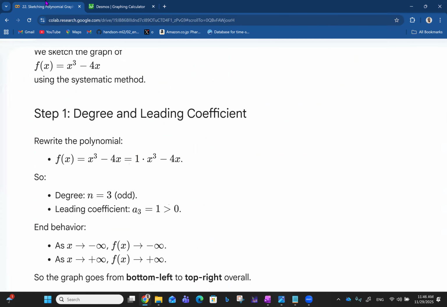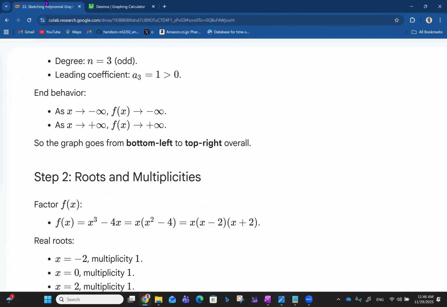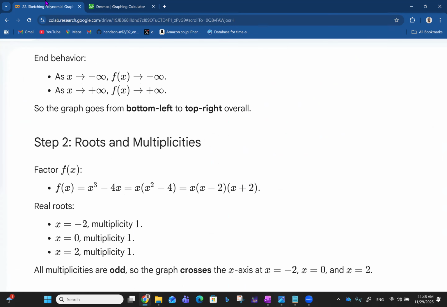Since you have that idea, the next thing is we want to find the roots and the multiplicities. To do that, we solve. So you have x cubed minus 4x. That's x into x squared minus 4, which equals x into x minus 2 into x plus 2. So we have real roots. x is equal to minus 2, multiplicity 1. x is equal to 0, multiplicity 3. x is equal to 2, multiplicity 1.